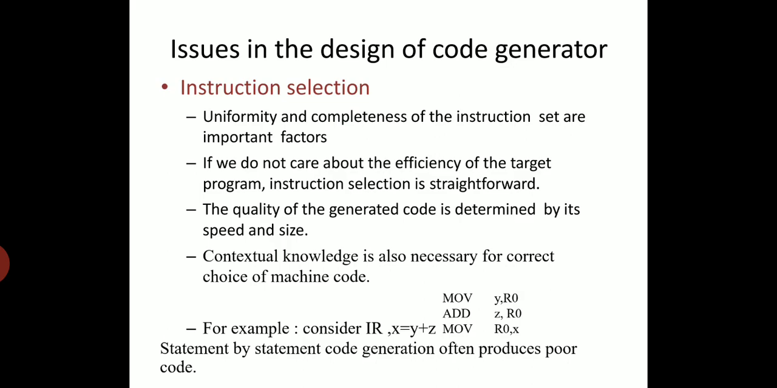In addition to that, the quality of code is determined by the execution speed as well as the memory it occupies. So we have to choose instructions in such a way that they execute faster as well as consume less memory.